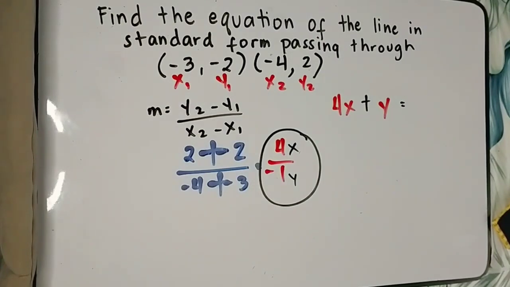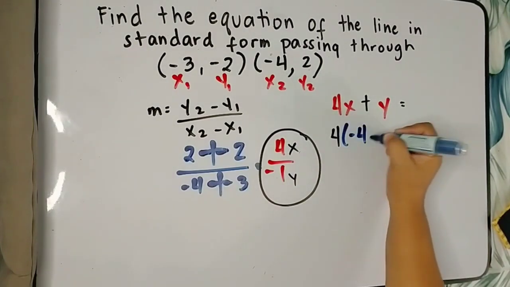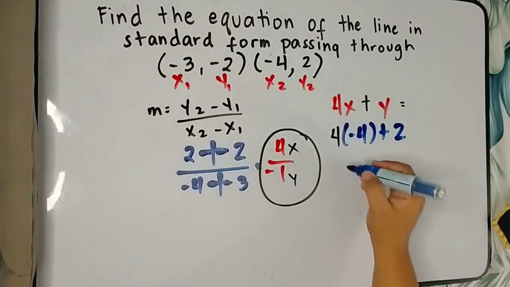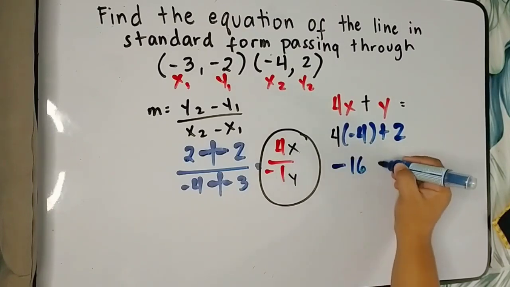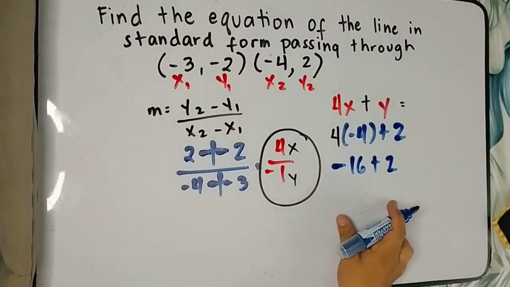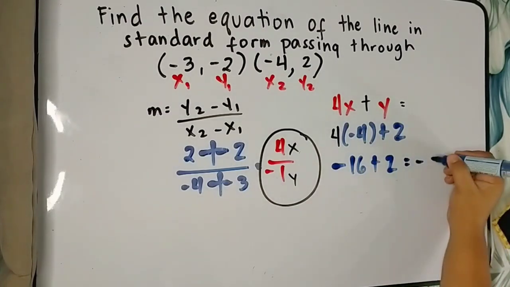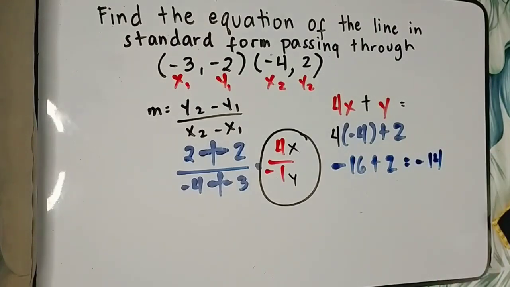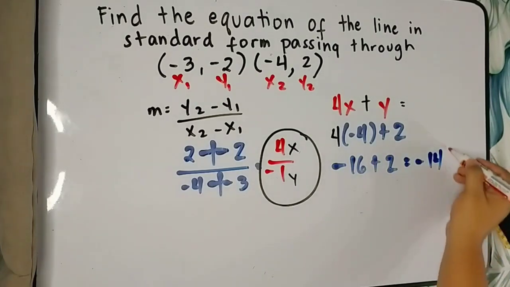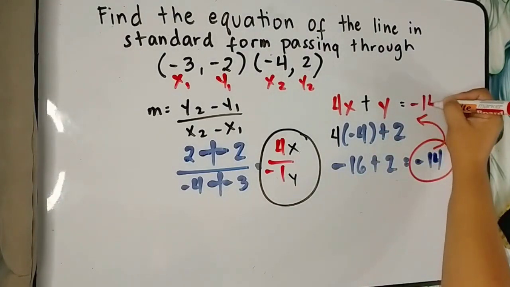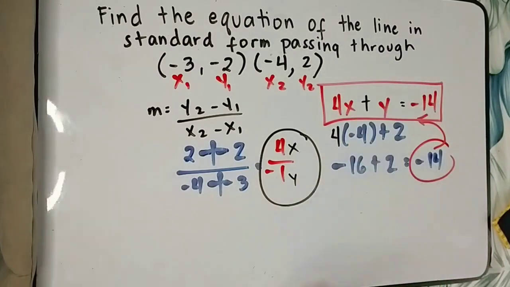Okay, so substitute the values. 4, substitute x with negative 4. So, 4 times negative 4 plus, so y plus 2. 4 times negative 4, that is negative 16 plus 2. So, different signs. We're going to subtract, then copy the sign with the higher value. So, this is equal to negative 14. Therefore, the equation of the line is 4x plus y equals negative 14. So, this is now the answer.